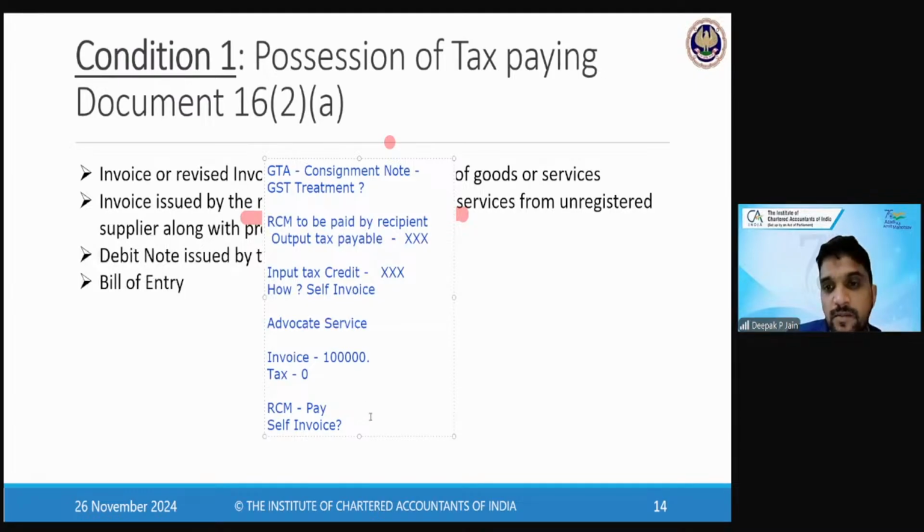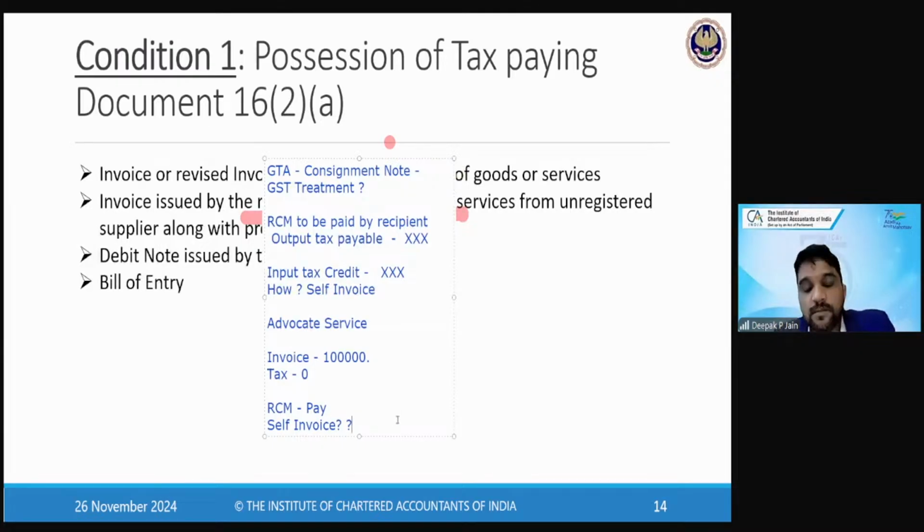So we were on our point that when an advocate is registered, you have to pay RCM. So should you raise a self-invoice then? Shruti Kumar is saying self-invoice required. Okay. Self-invoice required.